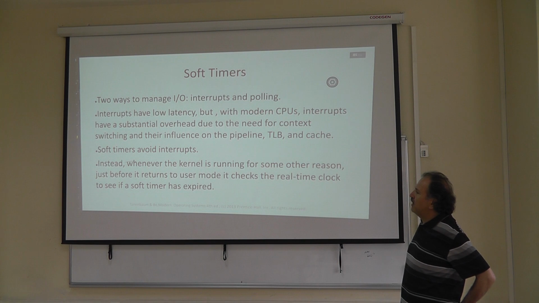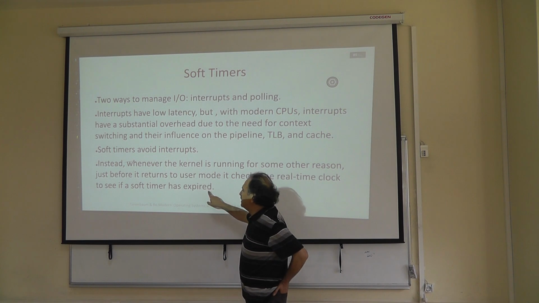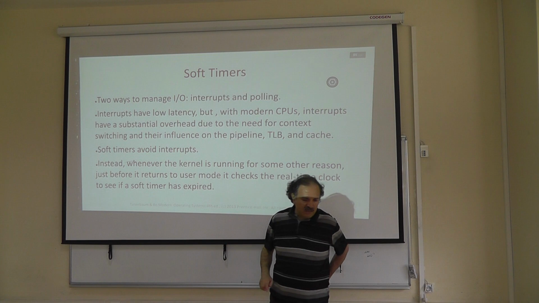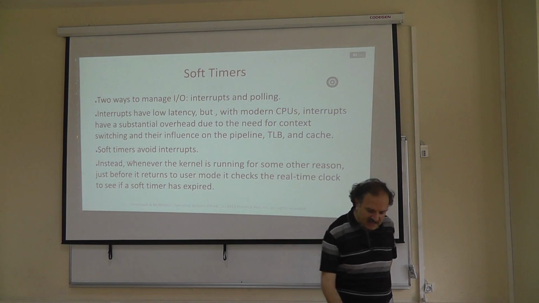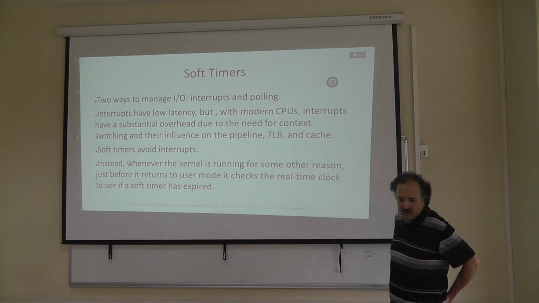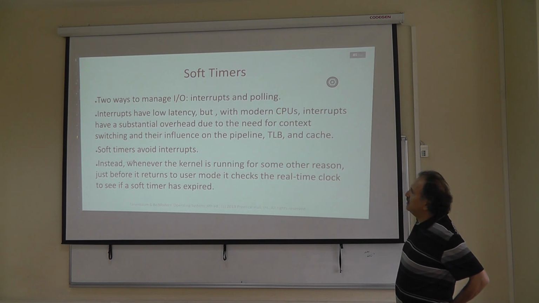At the end of my kernel service, I check if a soft timer has expired. If there is a timer coming up, I say that this process needs to be woken up, this process needs to be warned that this timer has expired. So I don't use any interrupts here for the timers. This saves lots of CPU time because I am not using the interrupts.